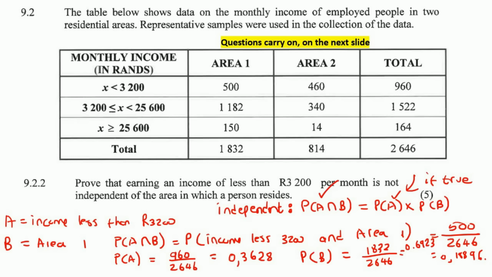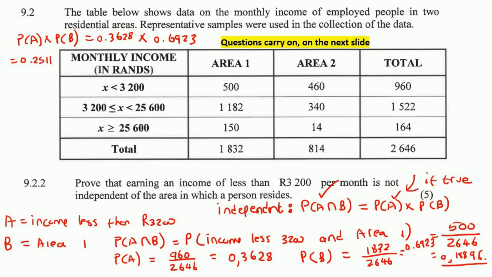Okay, so now we have P of A and B. Where did we write that answer down? Okay, that was this one. Now we need to multiply P of A and P of B together and see what that gives us. P of A is here, and P of B is here. So if we multiply those two together, 0.3628 multiplied by 0.6923, we get 0.2511.